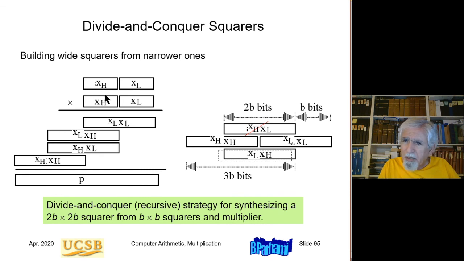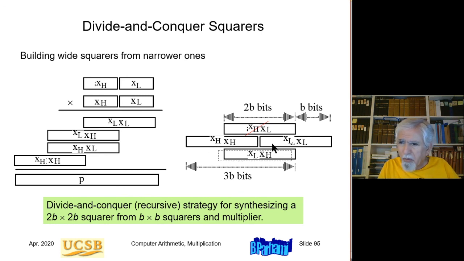I'm multiplying this number by itself. So I have XL times XL, XH times XL, and XH times XL, so two copies of the same thing, and then XH times XH. These two copies, instead of having two copies, I just shift one of the copies to the left by one bit. And again, instead of three rows, I have just two rows to combine.